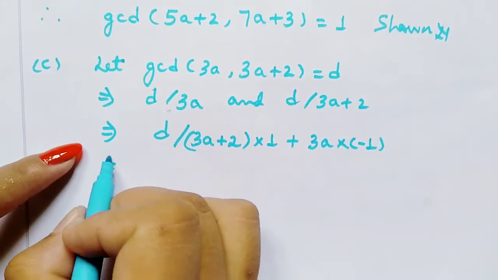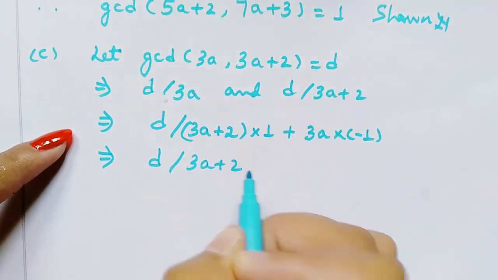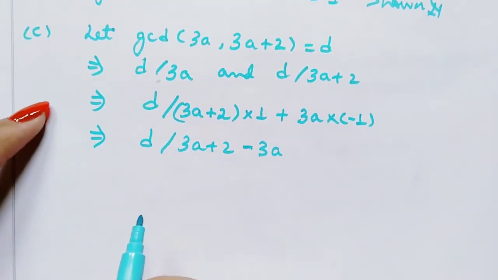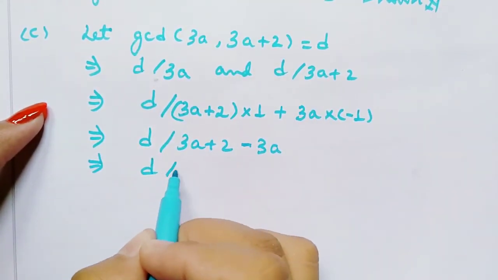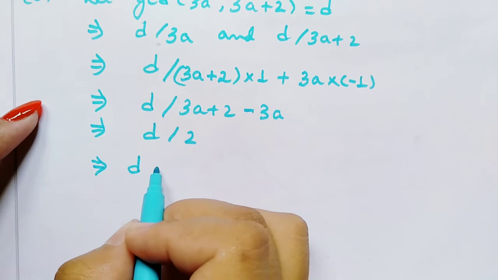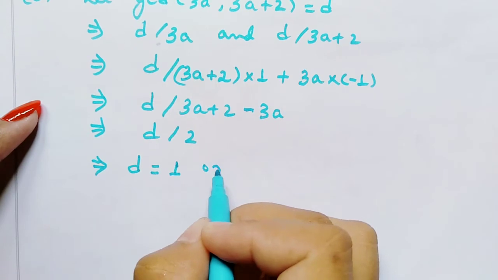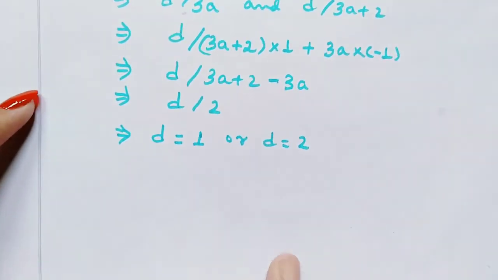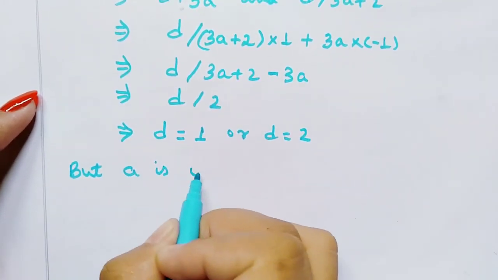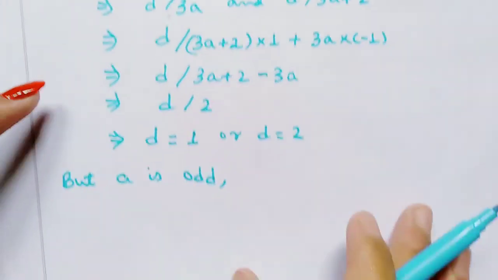And from here what do you have? D divides 3a plus 2 minus 3a. So D divides 2. Now the only positive numbers that divide 2 are 1 and then 2. But in the question they say that a is odd. So if a is odd, what do you expect about 3a? It is odd.